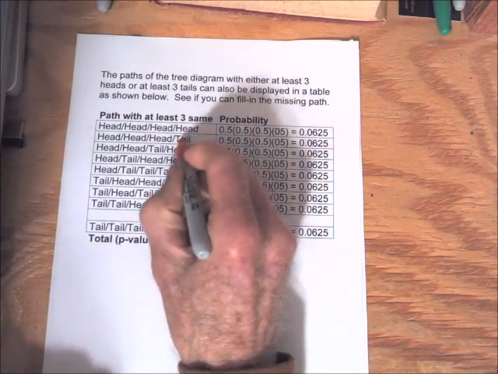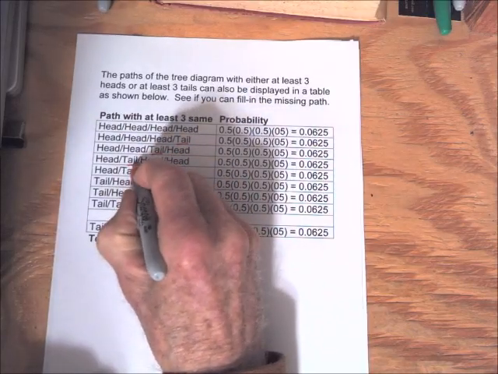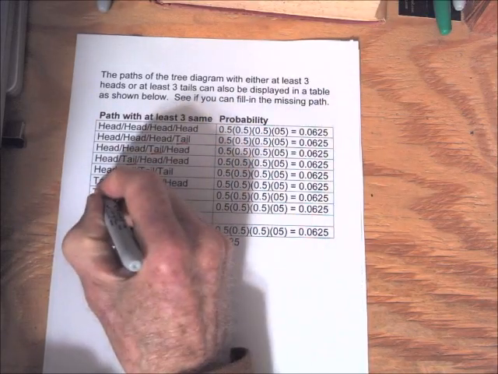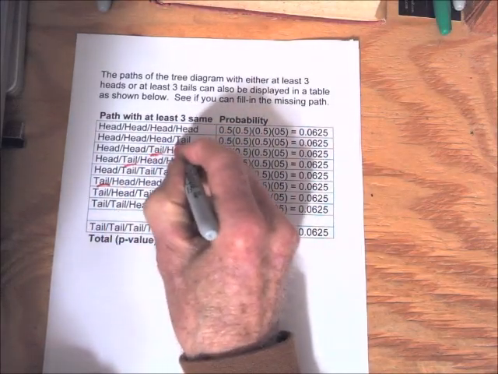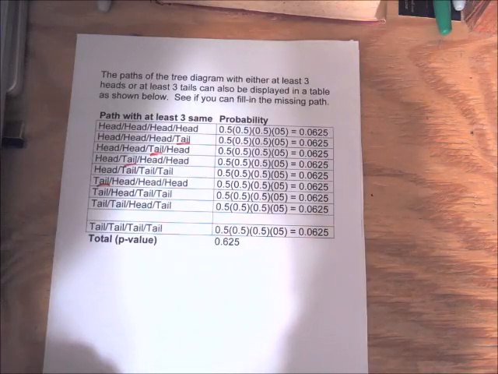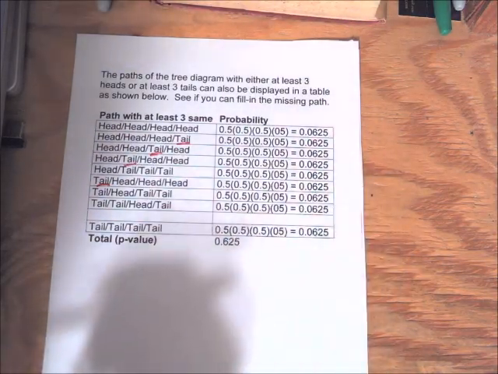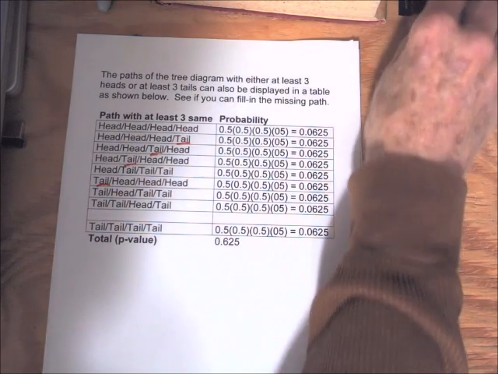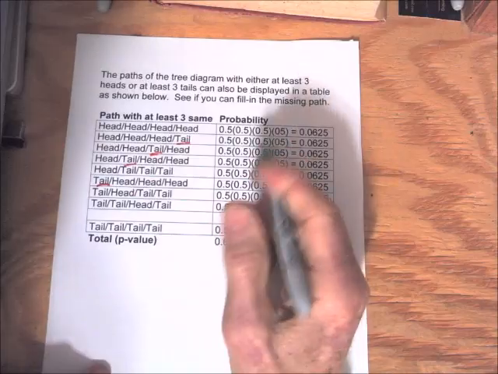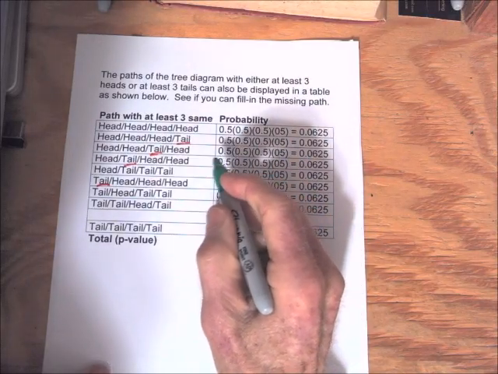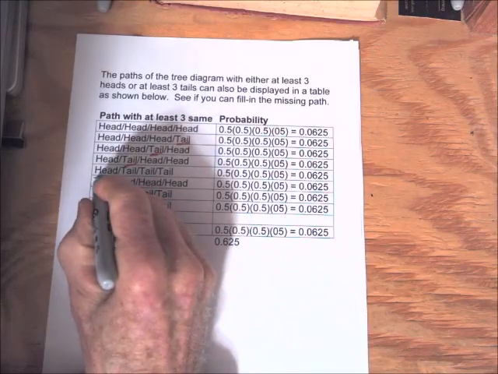So let's see, we have a tail in the fourth position, the third position, the second position, the first position, with three heads. And let's look at three tails followed by head. Let's see, we have a head and three tails here.